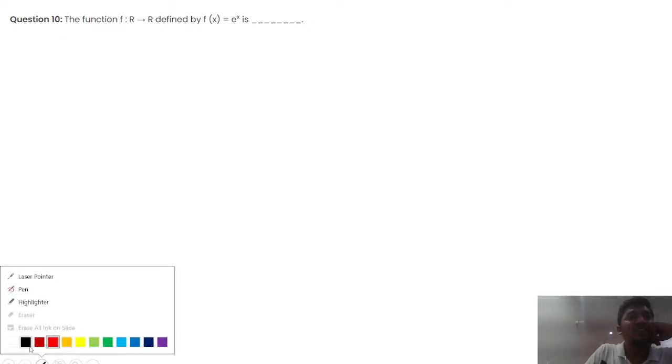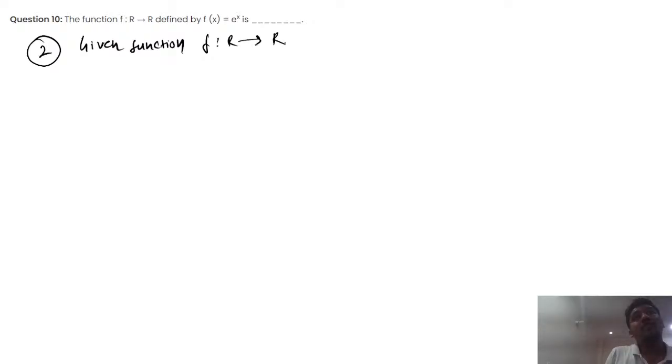This is question number 2. This is also easy. Again, 2 marks, not more than this. Question number 2: we are given a function f from R to R, where f(x) is e to the power x. And what is R here? Set of real numbers.